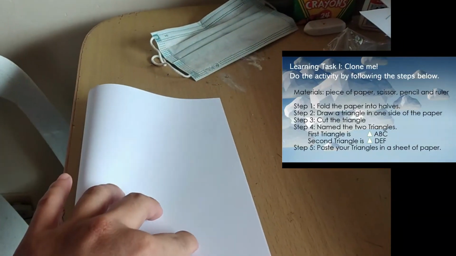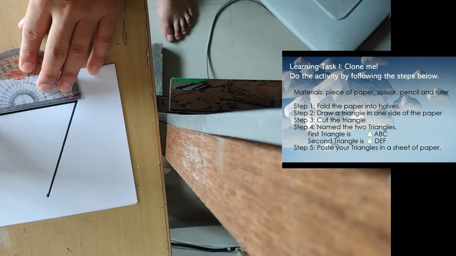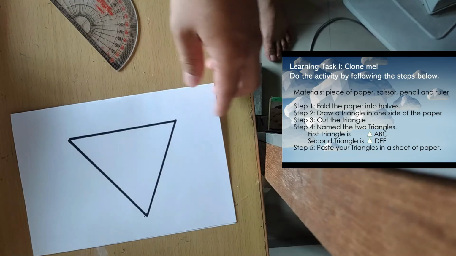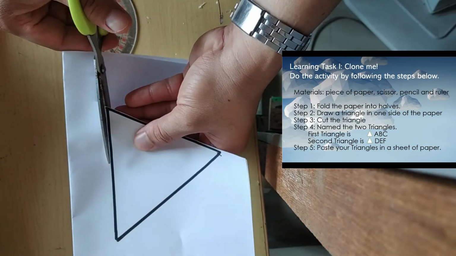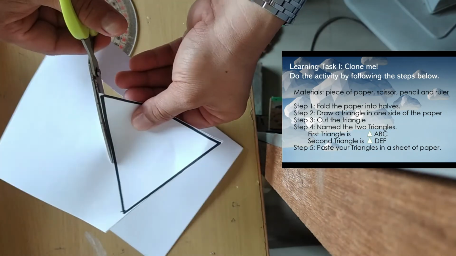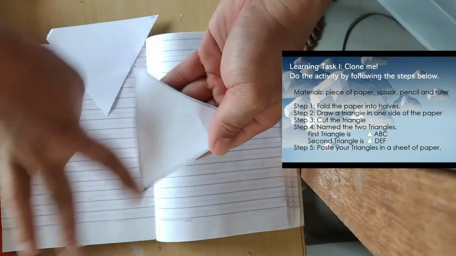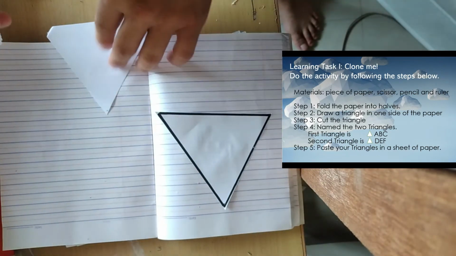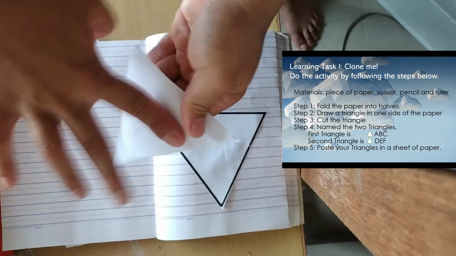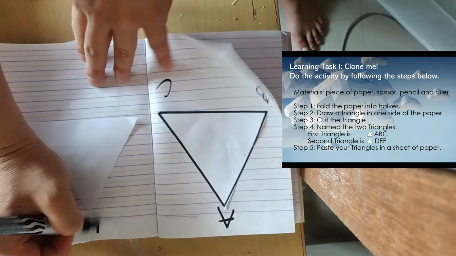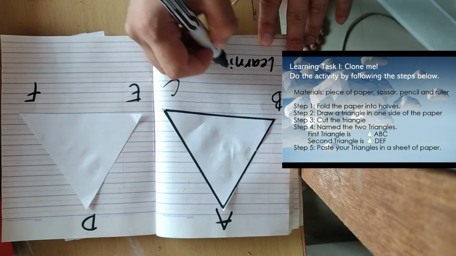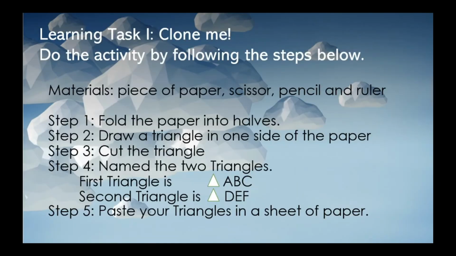Okay, for step 1, you're going to fold the paper into halves. Draw a triangle on one side of the paper. Cut the triangles and name the two triangles. The first triangle, name it as triangle ABC, while the second triangle is triangle DEF. And finally, paste the two triangles on a sheet of paper. That is our learning task number 1.